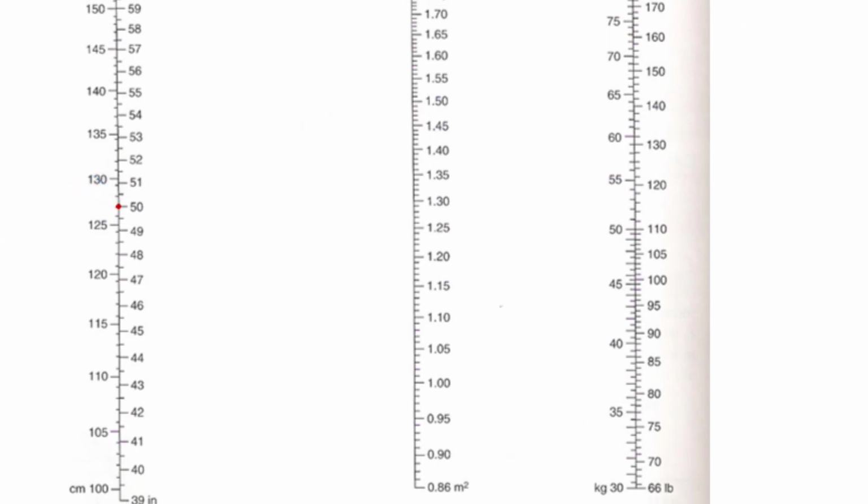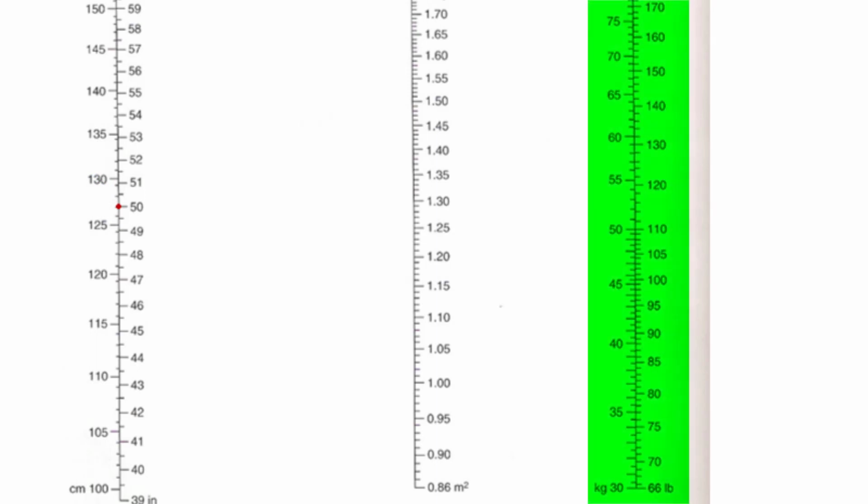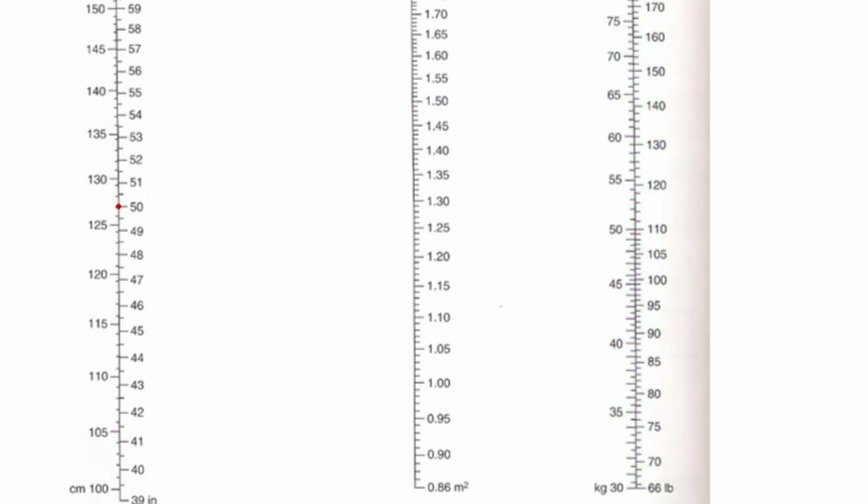And then we take the patient's weight, which is 90 pounds, and we go to the weight column, which is the column on the right hand side. And since the patient's weight is in pounds, it's actually going to be on the outer side, on the right hand side of the weight column. So we locate 90 pounds and we indicate that with a dot as well.